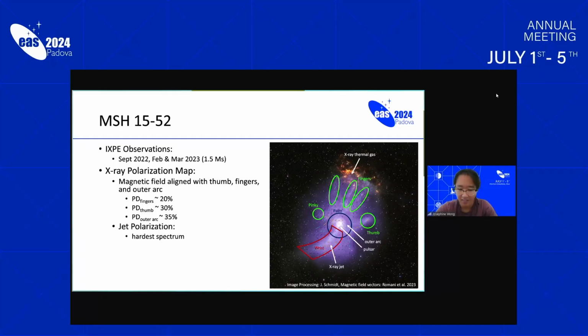For the jets, the jet region has the hardest spectrum of all these regions. And there we see that the polarization fraction increases as we move away from the pulsar. The magnetic field also acquires an orthogonal component to the jet axis, and it reaches a maximum deviation from the jet axis in the middle of the jet of around 50 degrees.